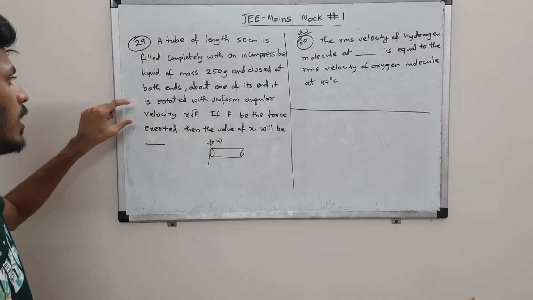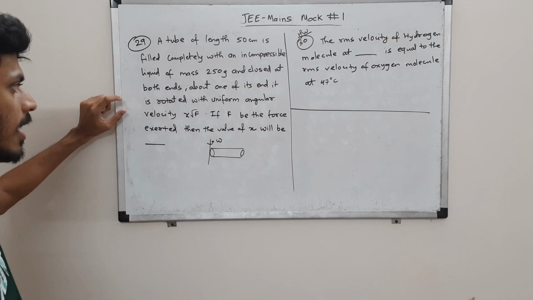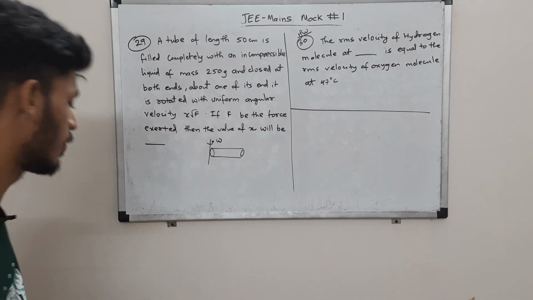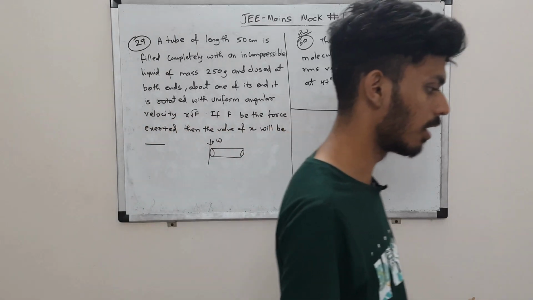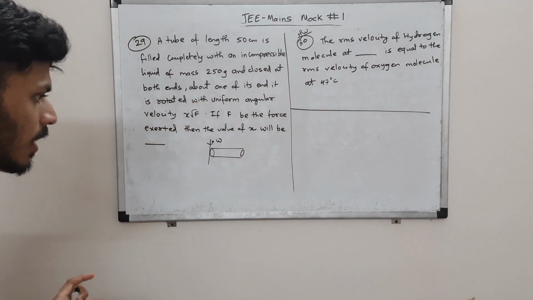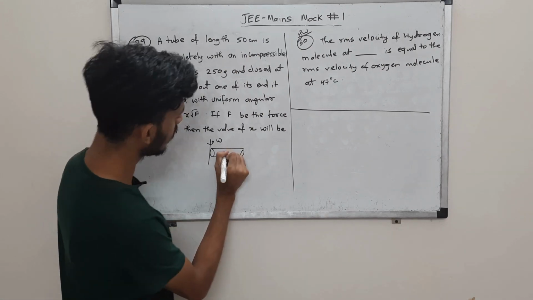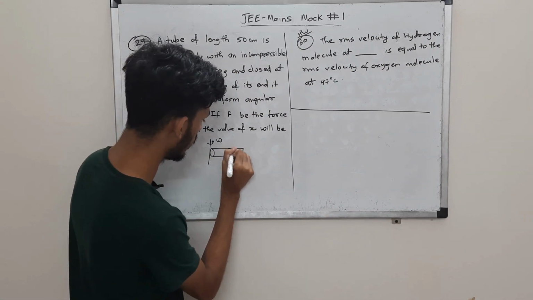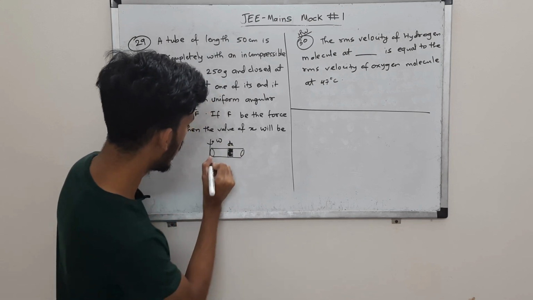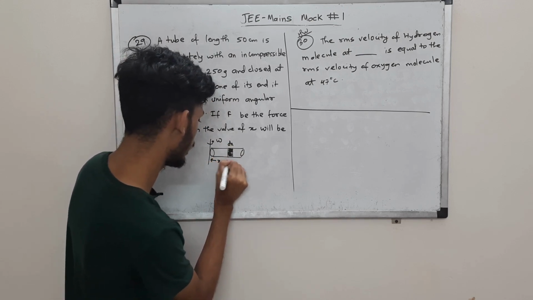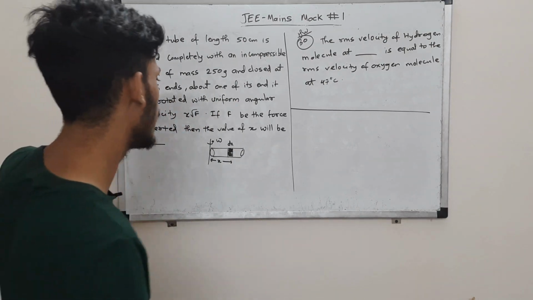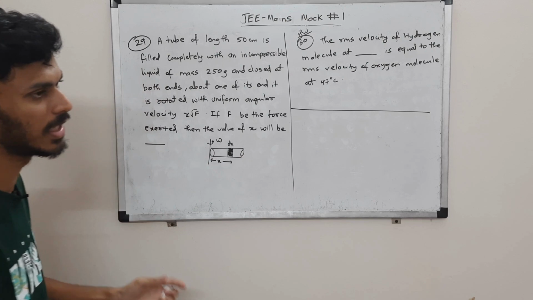Your angular velocity is expressed in terms of F, x times root F, and you are supposed to find the value of that x. Our approach is very simple. We'll be using the process of integration. We'll take a small mass dm of length dx at a distance x, and we'll find the force due to this, and then we'll integrate it from 0 to L over the entire length.